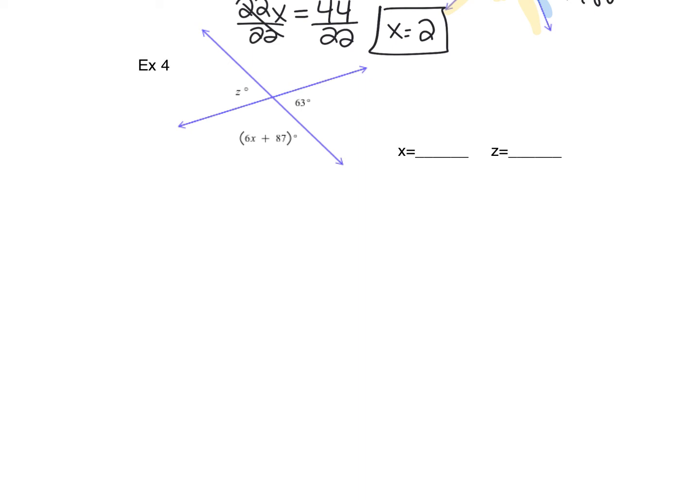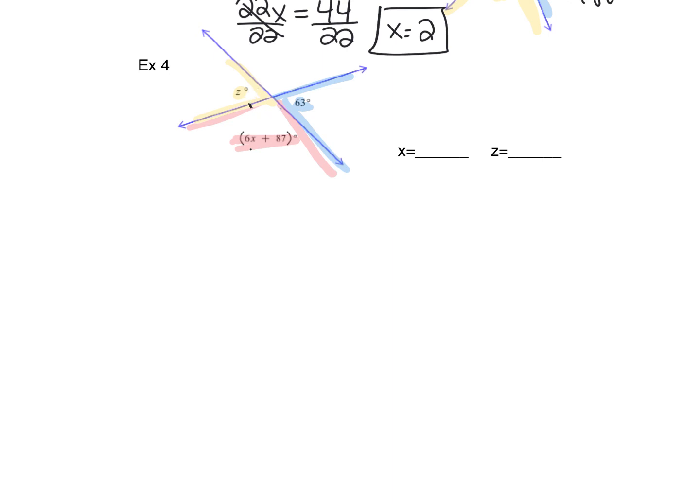So first, look for those linear pairs. If I look for my linear pairs here, I know, again, we have 3 angles. Let's just label those. So we've got the red angle, which they call 6x plus 87. We've got the blue angle, which they call 63. And we've got the yellow angle, which they're calling z. Okay? Now, if I look for my linear pairs, I've got a couple. Technically, I have a linear pair here, but I cannot combine x and z, so I can't do that one. So that one would be a no. I wouldn't want to do that one.